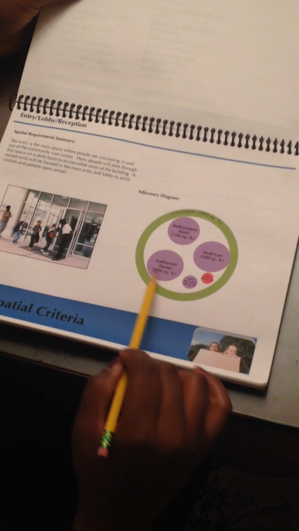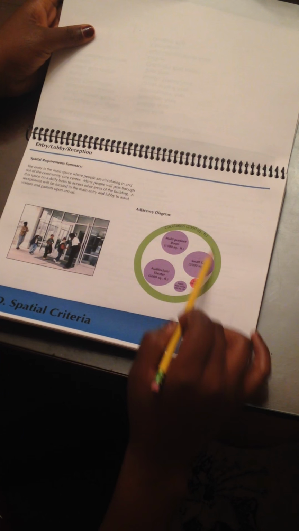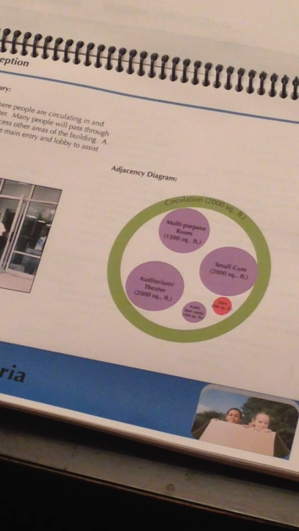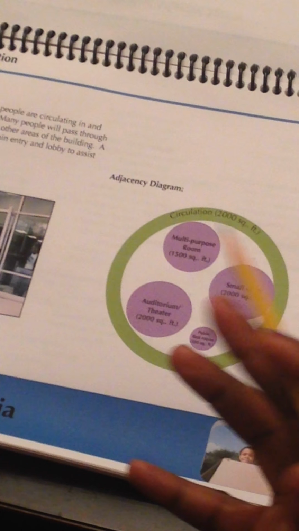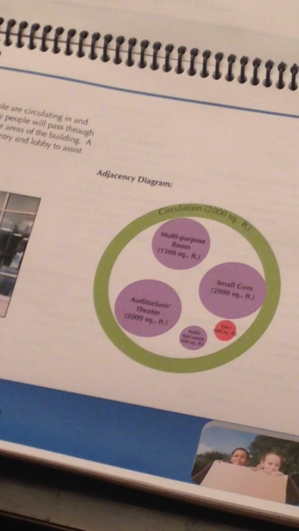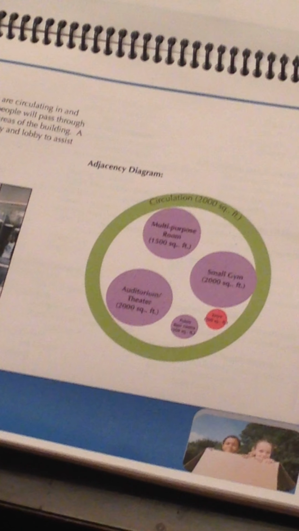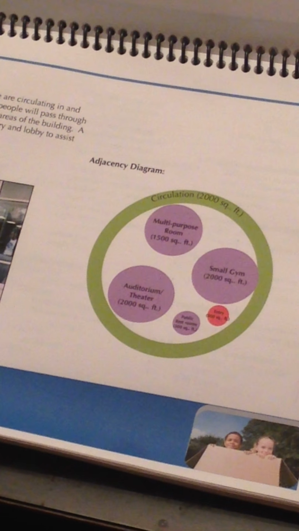And then these are all the spaces that need to be in close proximity, and then the main circulation of the space. So usually for circulation, you want to take out about 5 to 10% of the main building, however much the square footage is, and that's what you usually use for your circulation space.